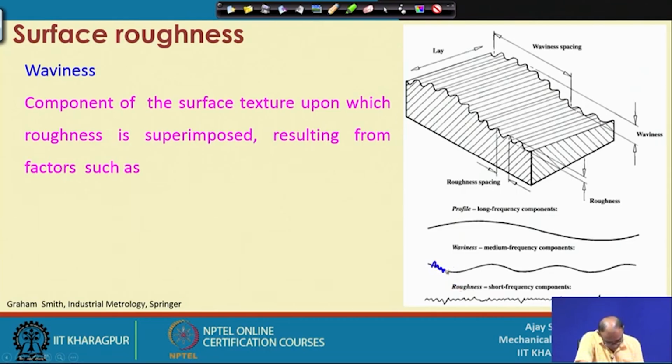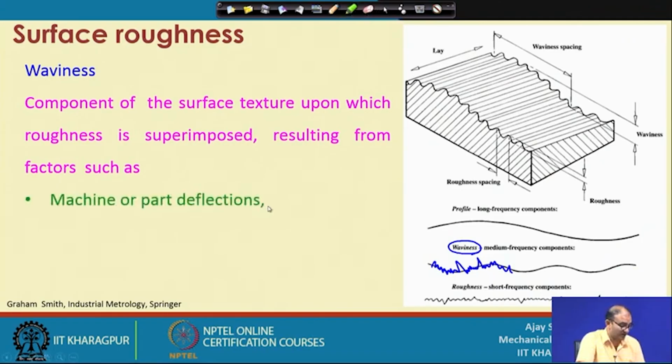So, roughness is located here, right. So, roughness is superimposed over the waviness. So, that is the way, then you reduce that waviness, then you will get the same thing here at this location. So, what are the components which will affect this part? This is the machine part deflection.